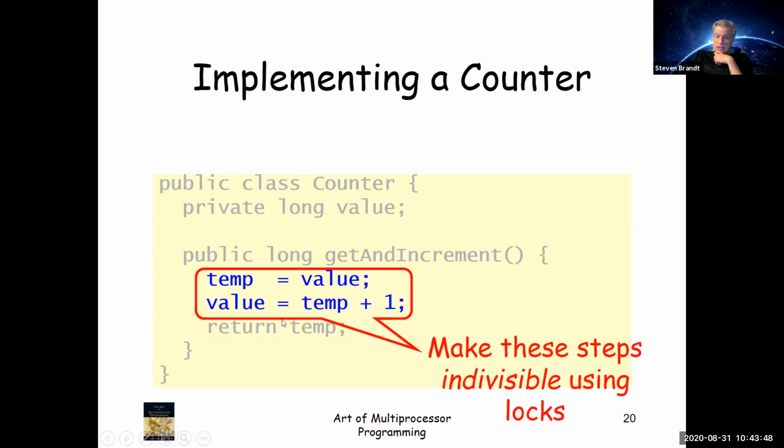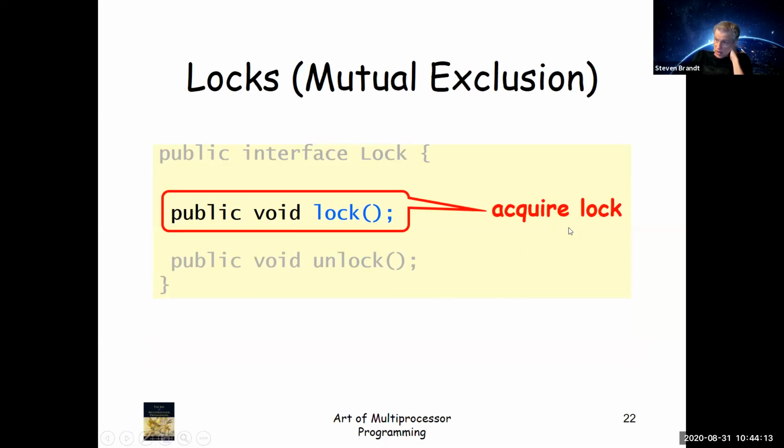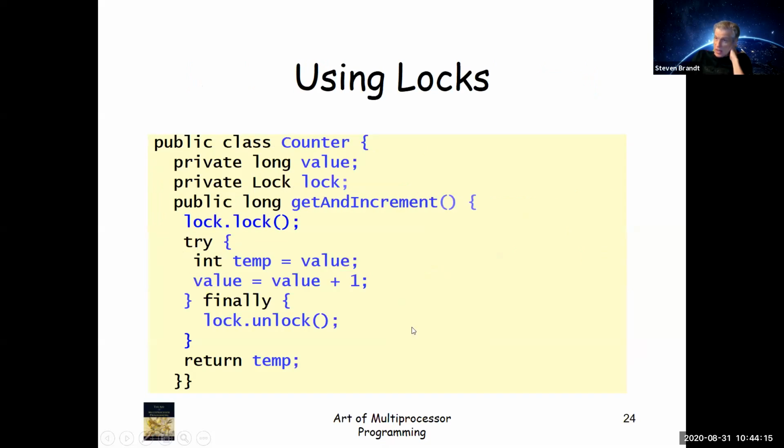The thing that we are attempting to do is make a mutex, and we're going to try to use it to make these steps indivisible using locks. We know what the mutex is supposed to look like, and we know how to use one if we have one. We have this interface called Lock, and we can call the lock and unlock methods, acquire and release.